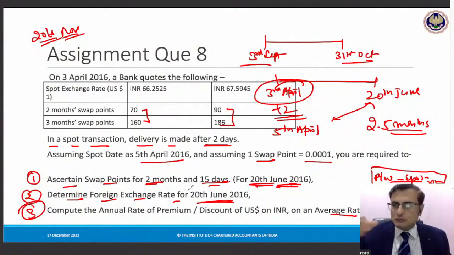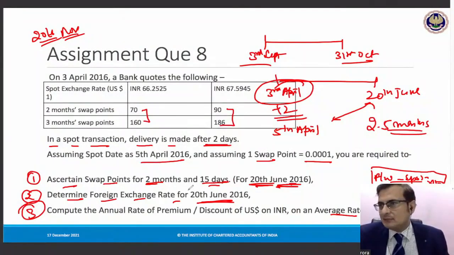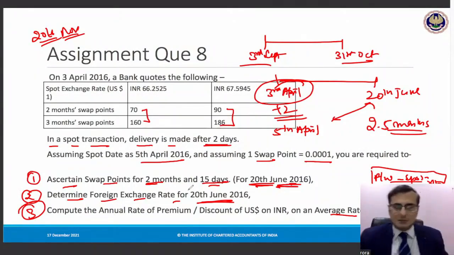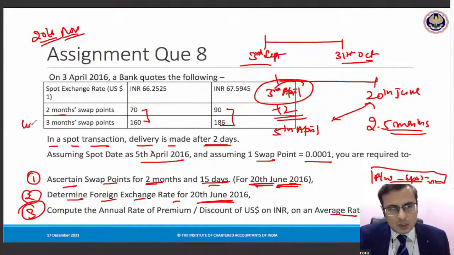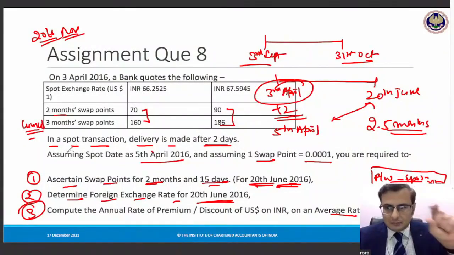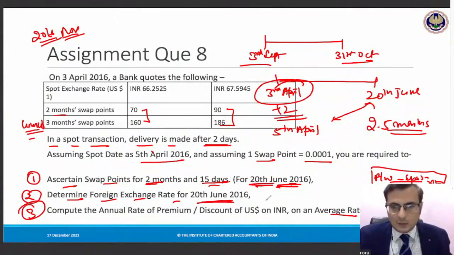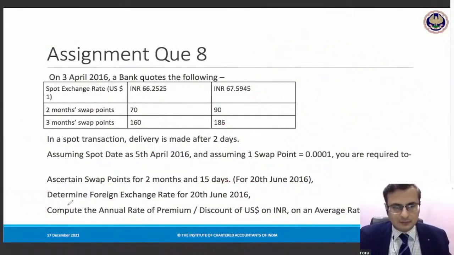Okay. So now the thing is, I have to refresh this. Number 1, I need the swap point for 2 months. It is given. 3 months is a cumulative amount. Cumulative. So I can get the swap point for exactly the third month. Okay, how will I do that? Let me just show you.